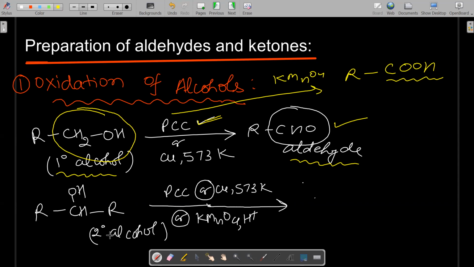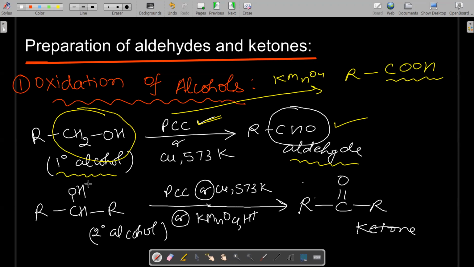In the case of secondary alcohol, all of you know, with PCC, or copper at 573 Kelvin, or even KMnO4 as a strong oxidizing agent, the secondary alcohol always gets converted into ketone. So secondary alcohol always oxidizes into the form of ketone, like this.